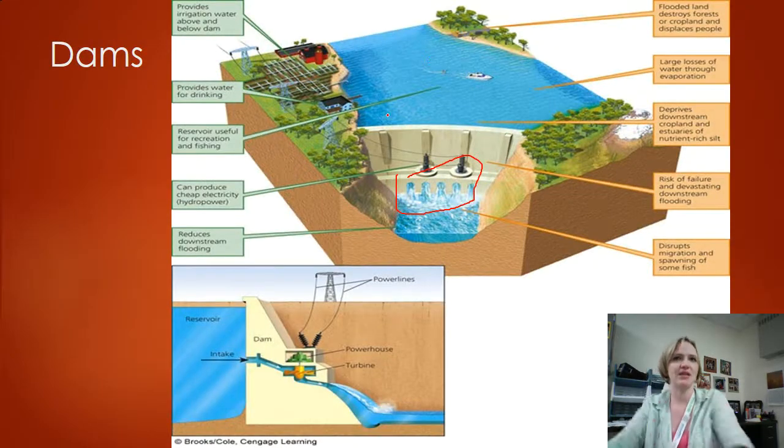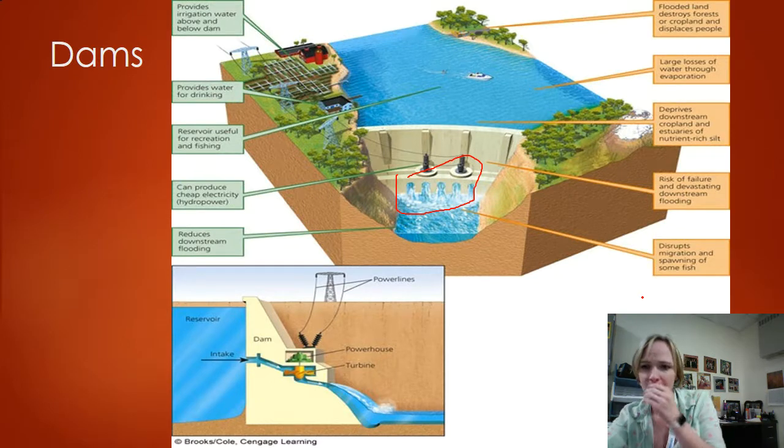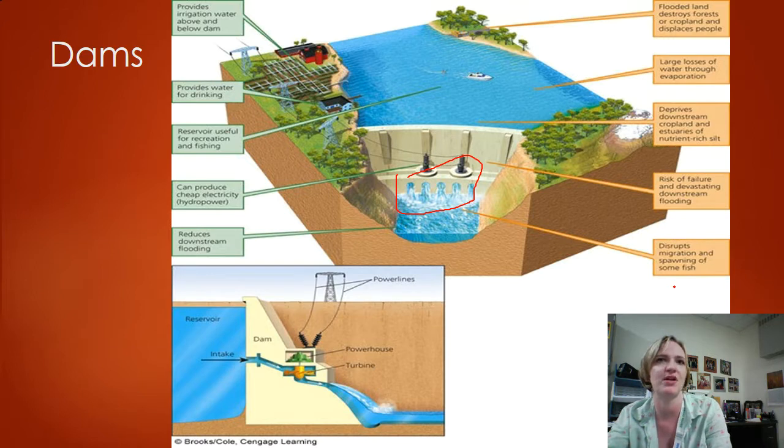So silt is all of the particles that have been eroded and the river is carrying them down and carrying them down. When the river gets to a dam, all of that silt just builds up. And so that silt is necessary for the health of the river downstream, but it's not getting it. There's a risk of the dam failing and bursting and everything flooding downstream. And it disrupts migration and spawning of fish.